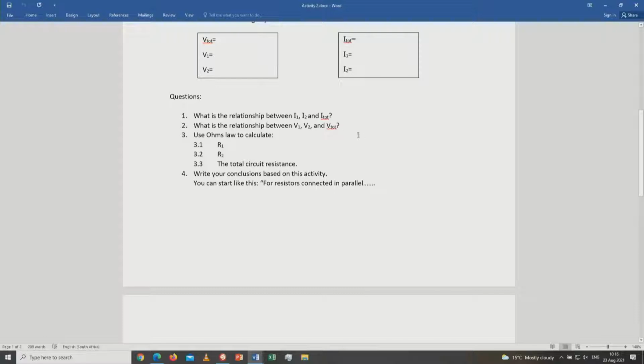And what is the same as the first activity? What is the relationship between the I1, I2, the current through resistor 1, the current through resistor 2, and the current through the whole circuit or through the battery? What is the relationship between the voltage across the R1, the voltage across R2, and the total voltage of the battery? Then use Ohm's law to calculate R1, R2, and the total circuit resistance. Then write your conclusions based on this activity.